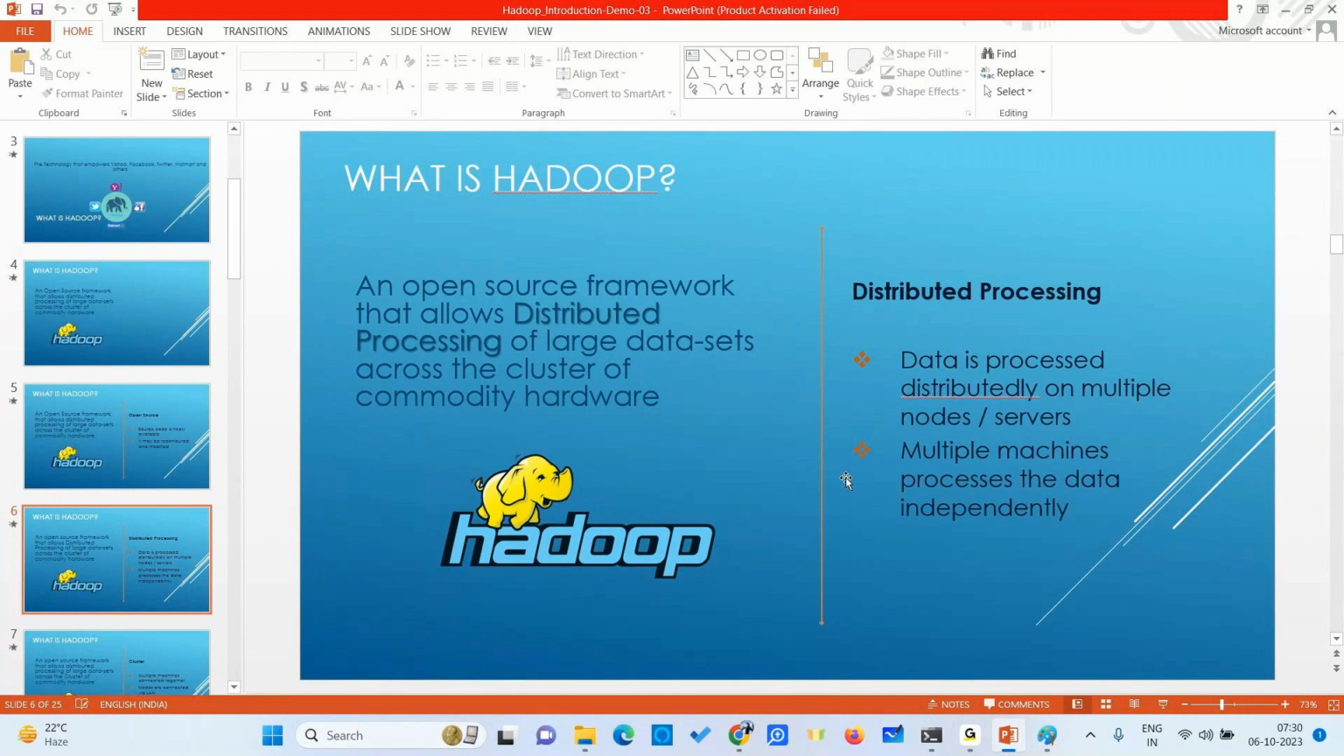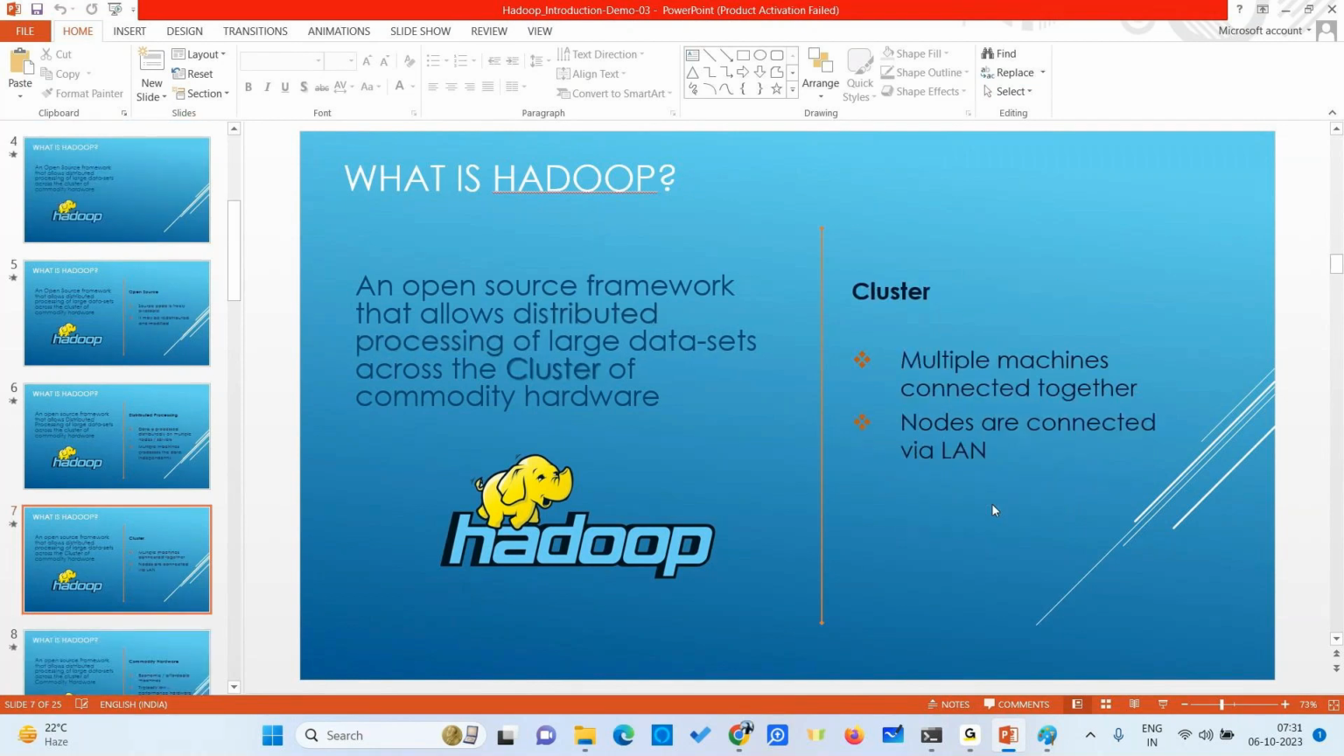Okay, and it is an open source framework that allows distributed processing of large data sets across the cluster of hardware. That means distributed processing. Distributed processing means data is processed distributedly on multiple nodes or servers, because the data is distributed, because the data is available in different locations. That is called distributed processing, and multiple machines process the data independently. We'll learn about that.